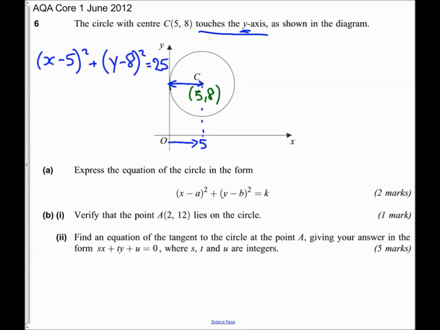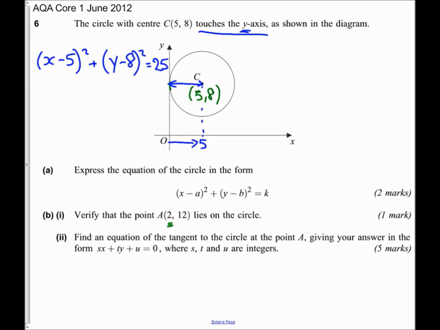Part b(i) asks us to verify that the point A, (2, 12), lies on the circle. There are two ways that you could do this. You could find the distance between the centre, 5, 8, and (2, 12), and show that that distance is 5, which is the radius. Or, and probably the easiest way to do this, is to substitute 2 in, see what you get, and then hopefully you'll find out that your y value will be equal to 12.